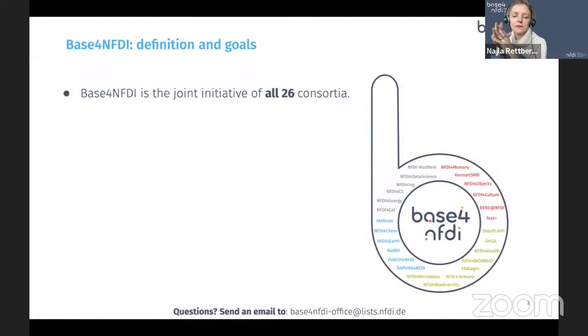So as you know, the 26 consortia are all based around disciplinary data finding and data relevance for research data. And BASE is very special here because it's slightly different. It's providing a level of generic basic services for all these different data relevant consortia.